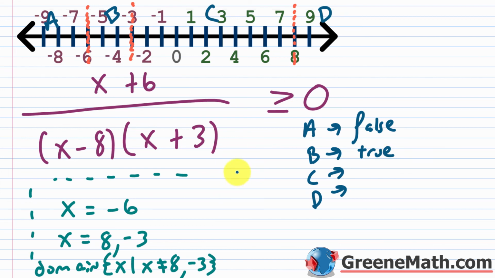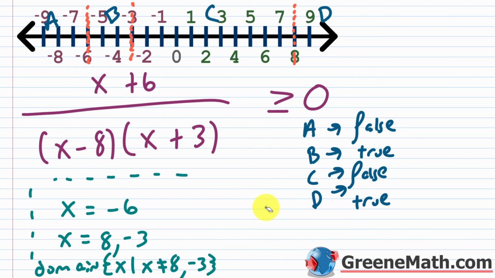Okay, for C, let's pick 0. So you get 6, which is positive, over negative 8 times 3. So it's negative 24, but let's just say it's negative. Positive over negative is negative. Negative is not greater than 0. So this is false. Okay, for D, let's pick 9. 9 plus 6 is 15, so this is positive. Then 9 minus 8 is 1, so that's a positive. And then 9 plus 3 is 12, so that's a positive. So basically, positive over positive is positive, and a positive is greater than 0, so this is true.